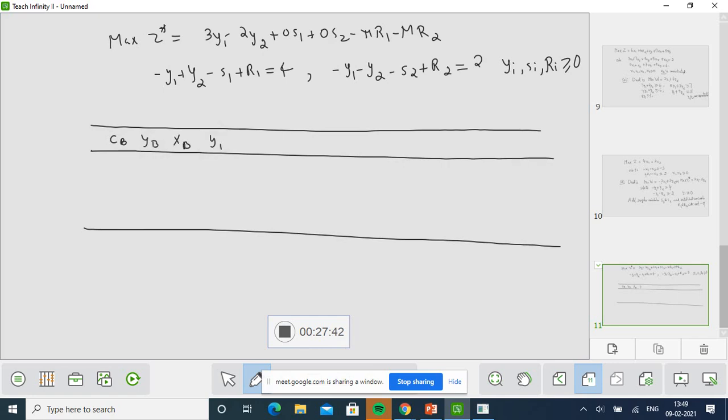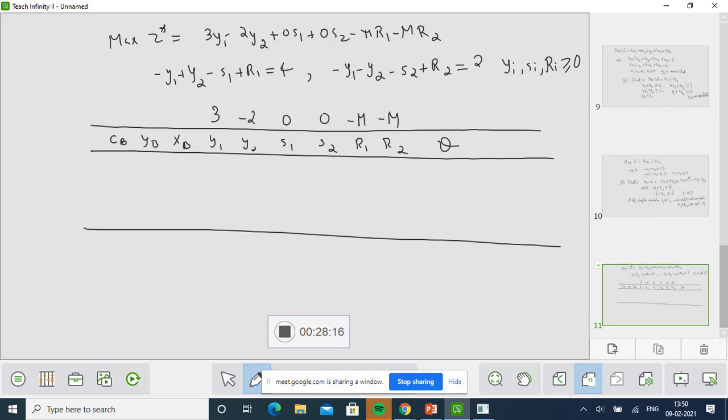C3, xp, I will have y1, y2, s1, s2, r1, r2. I'll have a theta. Now what should I write on top of the table? Cost from the objective function. So this y1 will be 3, y2 will be minus 2. Corresponding to s1 from the objective function, it is 0, 0. Then I will have minus m, again minus m.